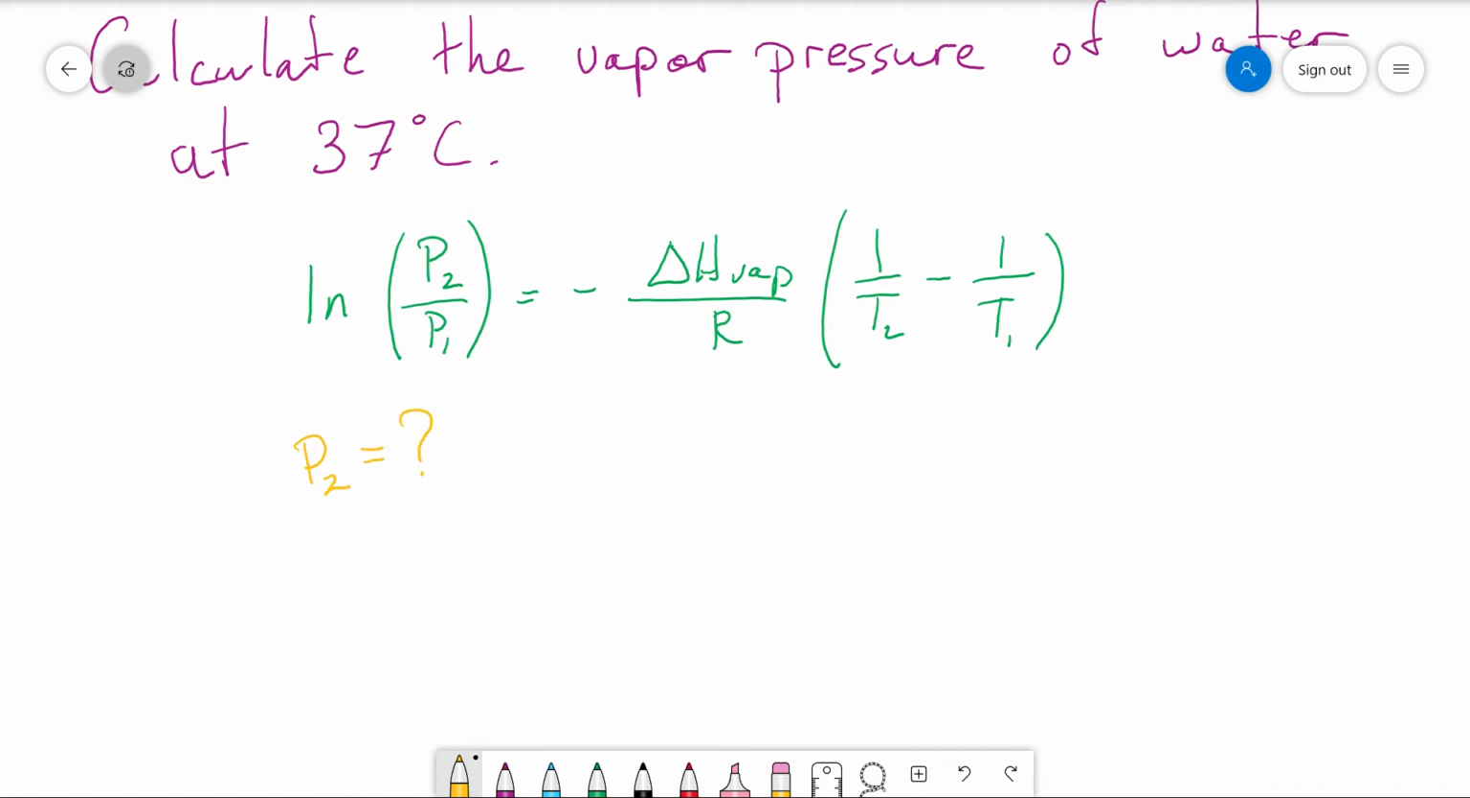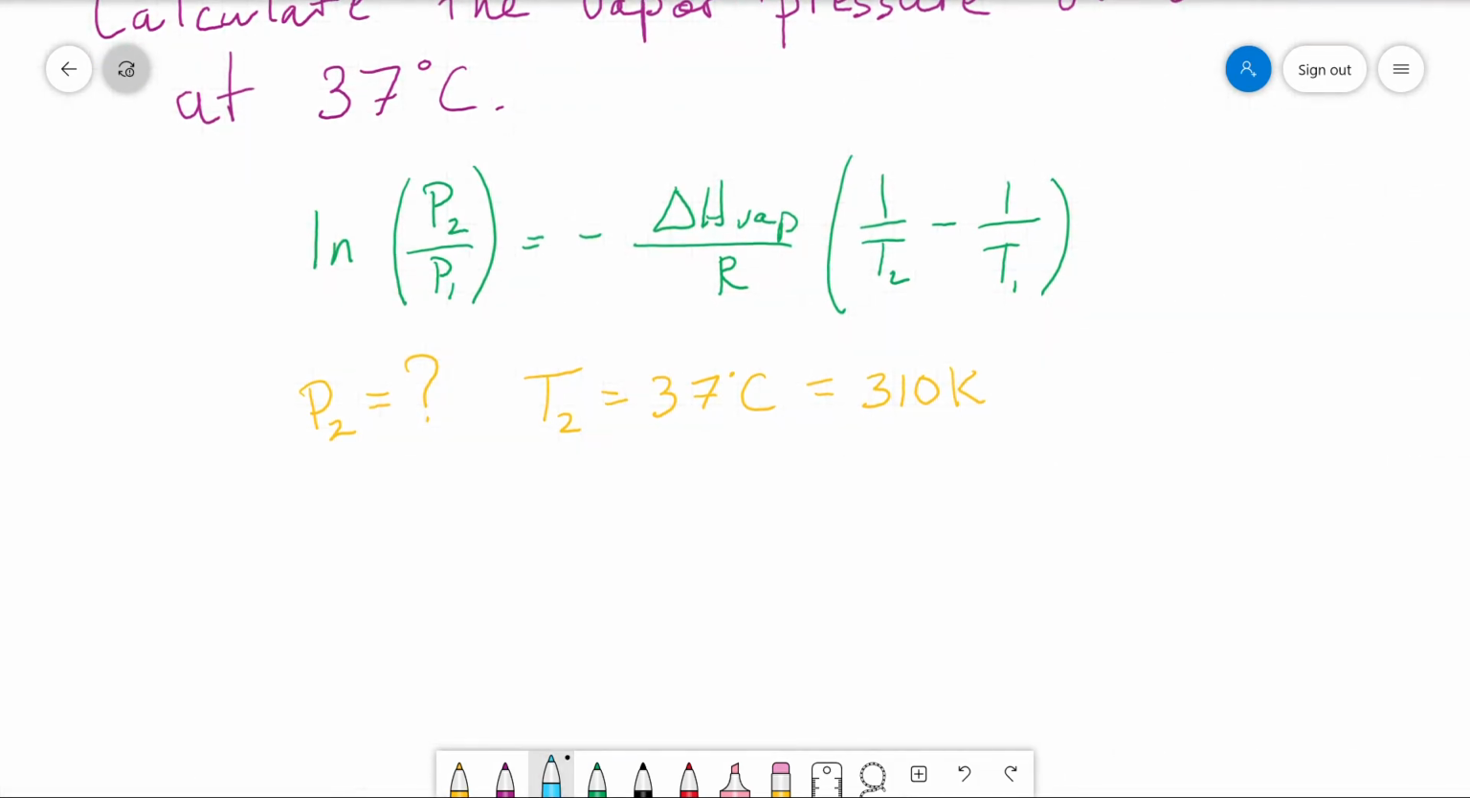We don't know it. We do know T2, and that's 37 degrees Celsius. But we can't plug Celsius into here. We got to plug Kelvin in, so that's 310 Kelvin. Delta H vap we know. Well, let's talk about P1. Do we know a P1 at a given temperature?